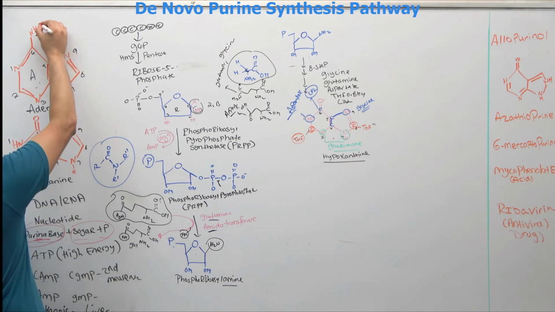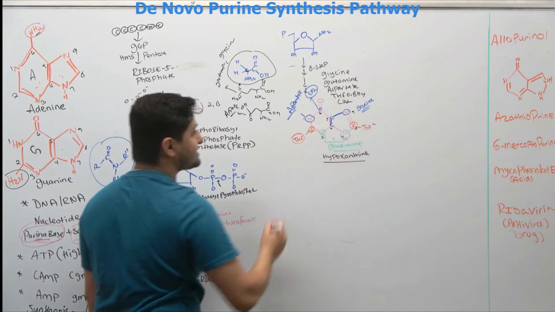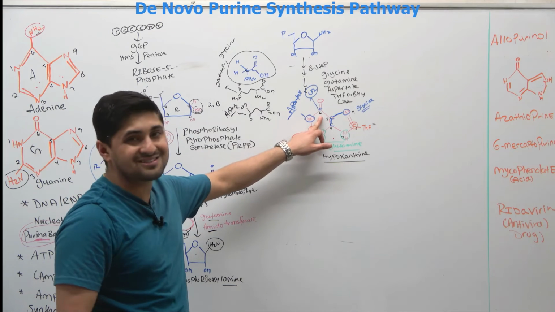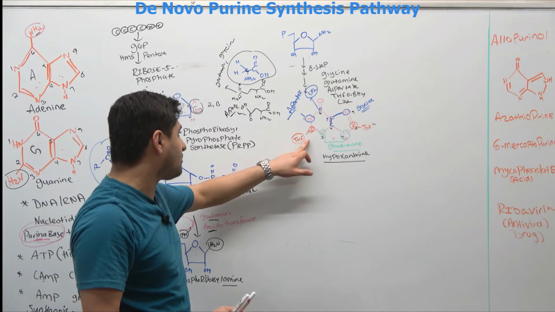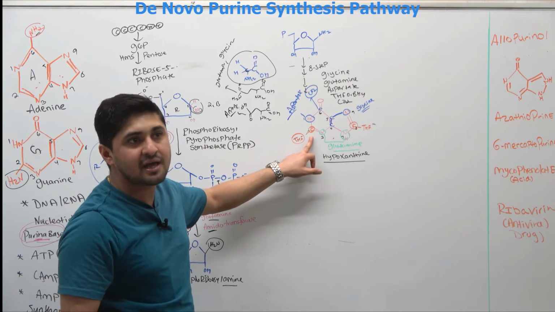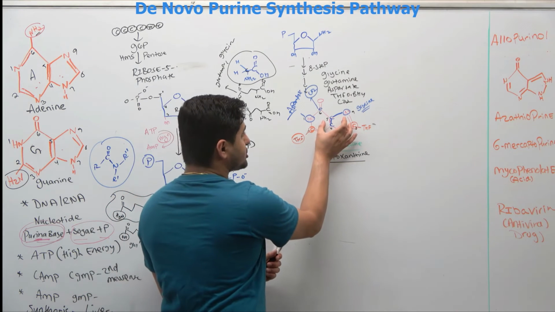Only at the 6th position and 7th position is there a difference. In the 6th position, there is an added amine group. And at the 2 position, there is another amine group. That's the only difference, but the basic structure is right here.